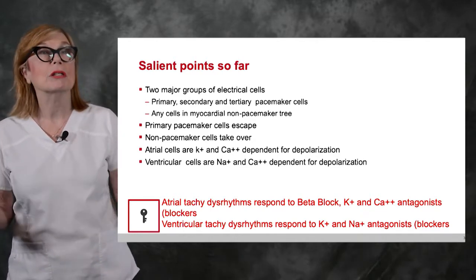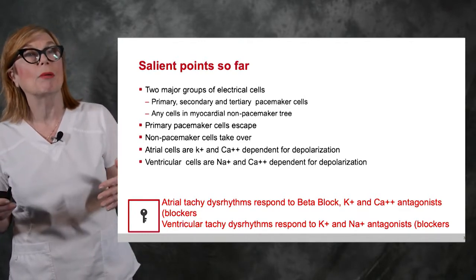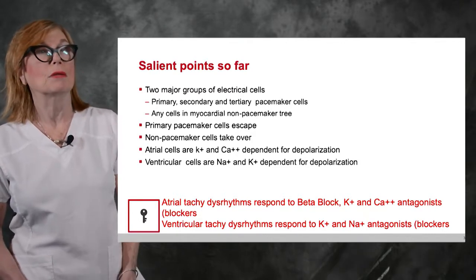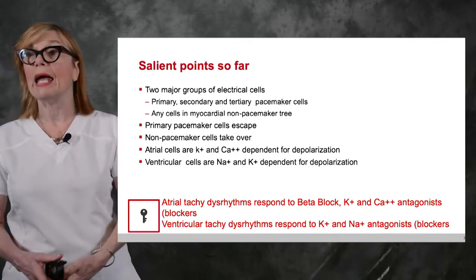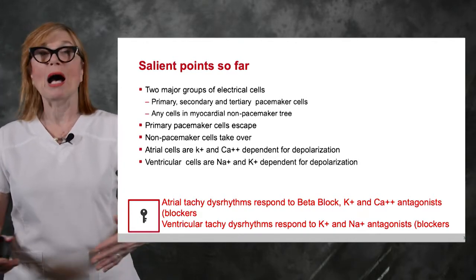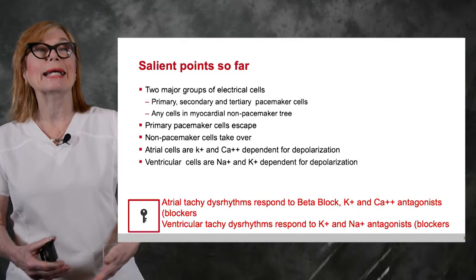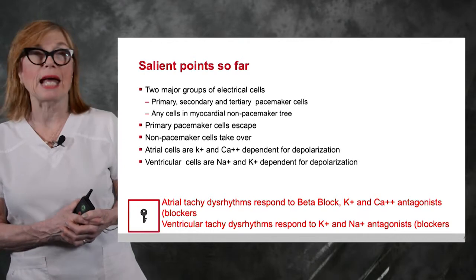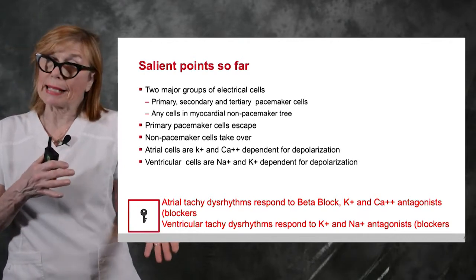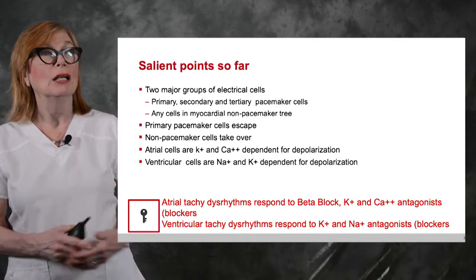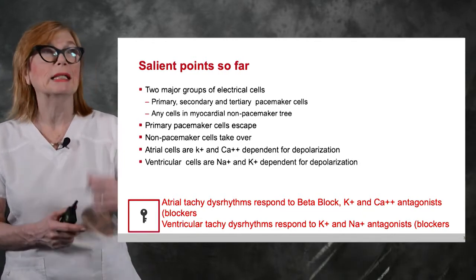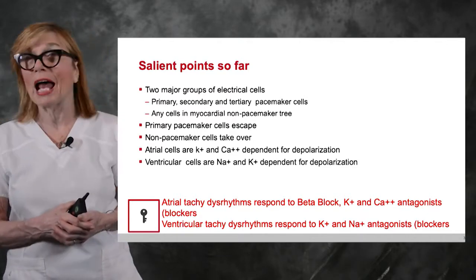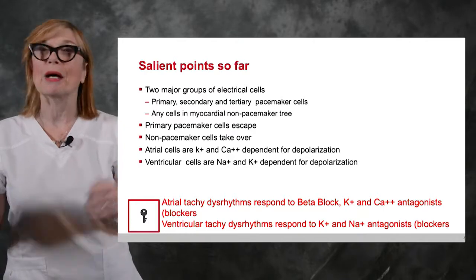Important to remember that atrial cells are potassium and calcium dependent for depolarization, and ventricular cells are sodium and potassium dependent for depolarization. Well, that makes sense then when we say atrial tachydysrhythmias respond to beta blockers, potassium blockers, and calcium blockers, or antagonists, for dysrhythmia. And ventricular tachydysrhythmias respond to potassium and sodium antagonists. So what that tells us is potassium channel antagonism works across all the fields. And the number one potassium channel antagonist that we give is amiodarone.